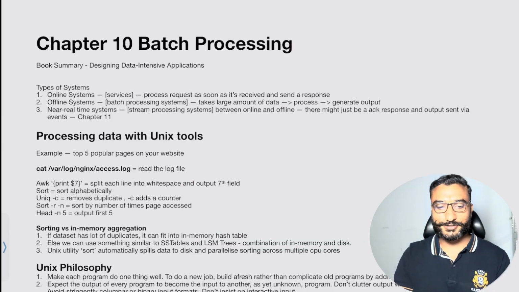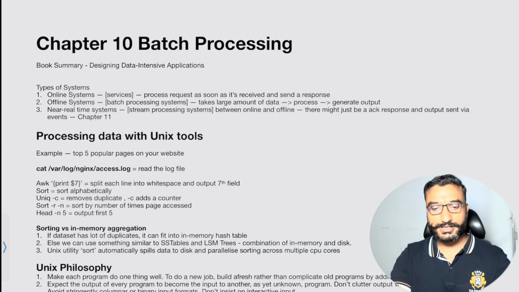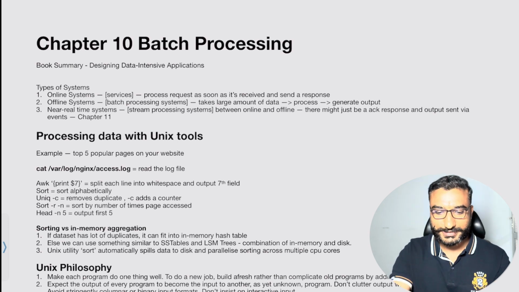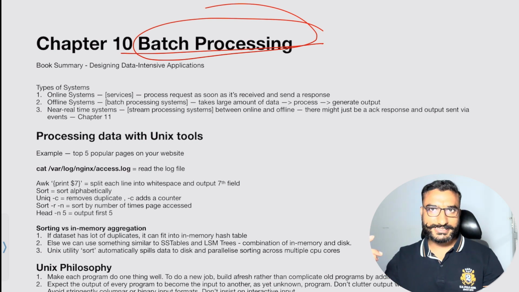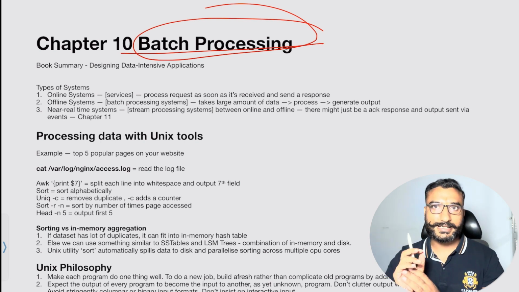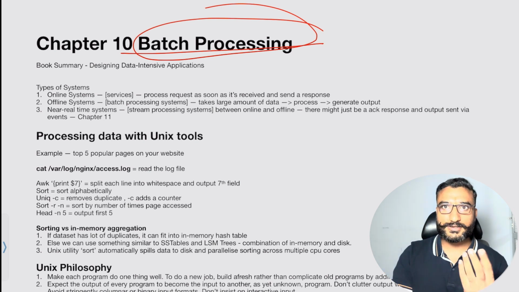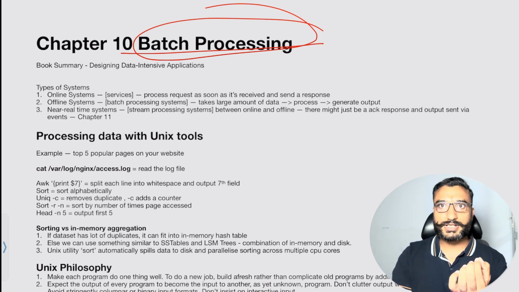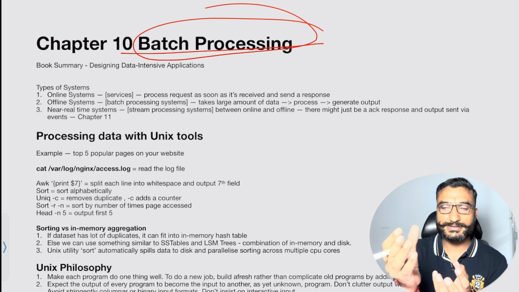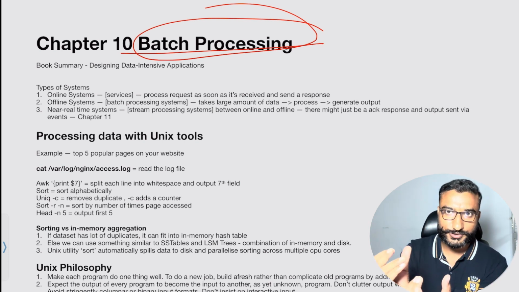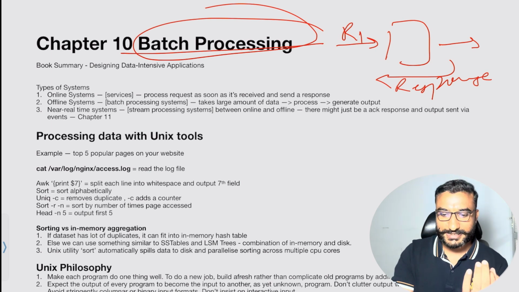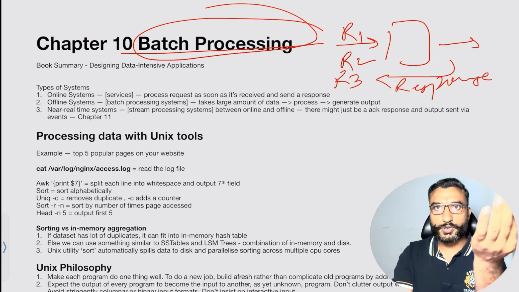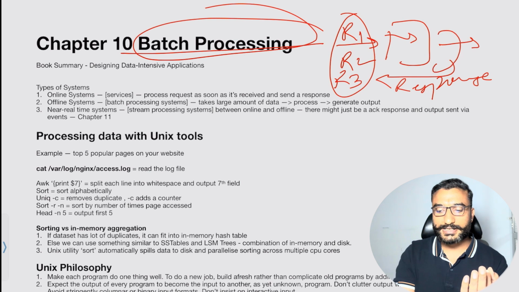But yeah, let's get started on the book summary of chapter 10, which is batch processing. So here are my notes. Batch processing is specifically around how you can process the data in bulk. Batch means that instead of processing the data one by one, you take all the inputs all together. Generally, you get a request on your server, then you process that request, and then you return the response. What we mean by batch processing is you get a lot of requests all together, R1, R2, R3, you process them, and then you return the result.